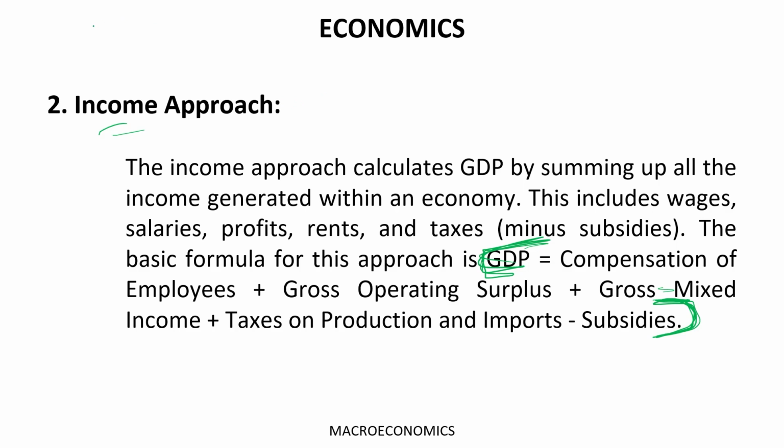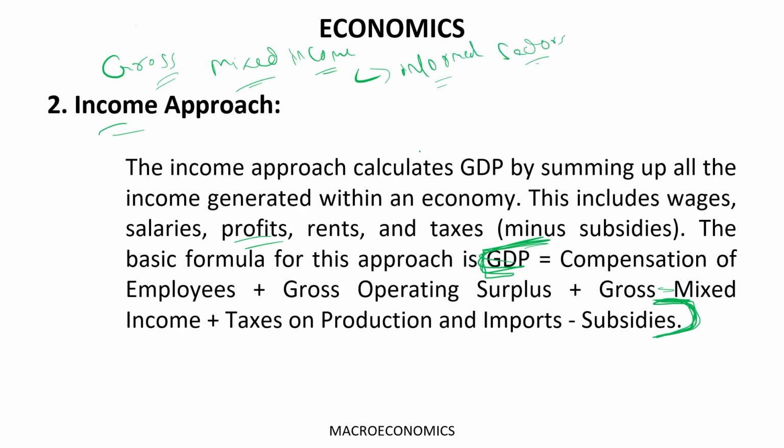In this formula, compensation of employees is basically the salaries, wages, and other monetary benefits given during a certain period to the employees. All these things are included in employee compensation. Plus gross operating surplus, which is the profit, dividends, and all those things. Thereafter, plus gross mixed income. Now, what is the meaning of mixed income? Basically, it is used for informal sectors.